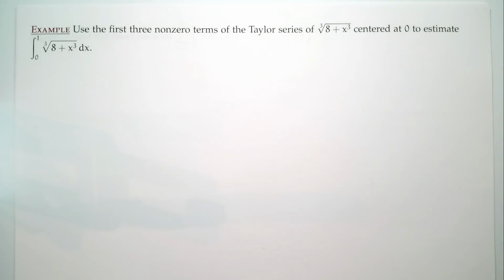All right. So, doing good. About halfway through, and use up about half our time. Use the first 3 non-zero terms of the Taylor series of the cubed root of 8 plus x cubed centered at 0 to estimate the integral from 0 to 1 of the cubed root of 8 plus x cubed.